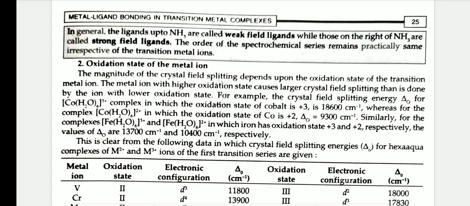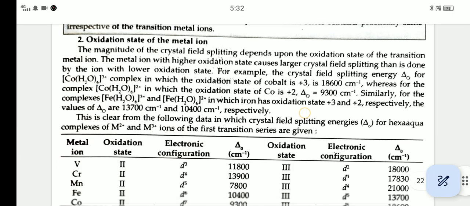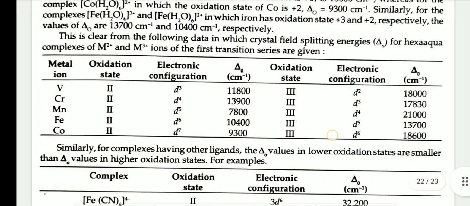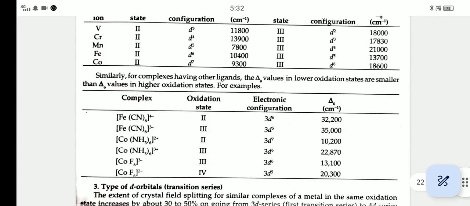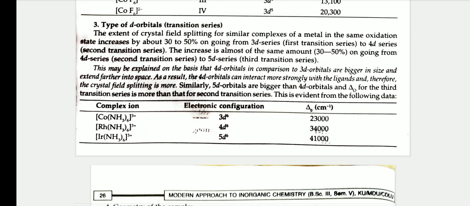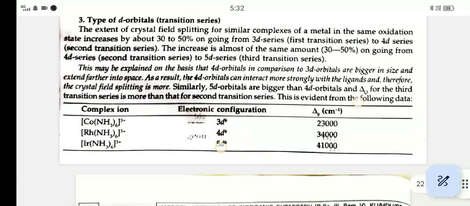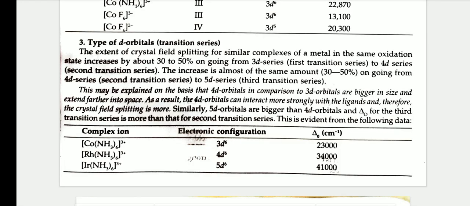9300 cm⁻¹. Similarly, for the complexes [Fe(H2O)6]³⁺ and [Fe(H2O)6]²⁺, in which iron has oxidation states +3 and +2 respectively, the values of delta O are 13700 cm⁻¹ and 10400 cm⁻¹ respectively. This is clear from the following data, in which the crystal field splitting energy for hexaaqua complexes of M²⁺ and M³⁺ ions of the first transition series is given. Now we will discuss the type of d orbital, the transition series.